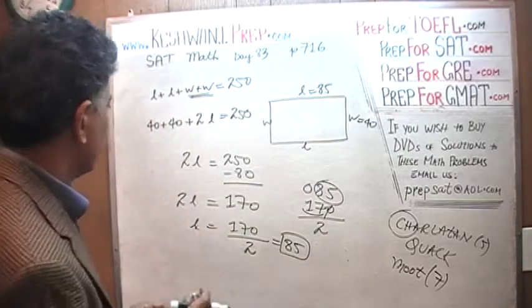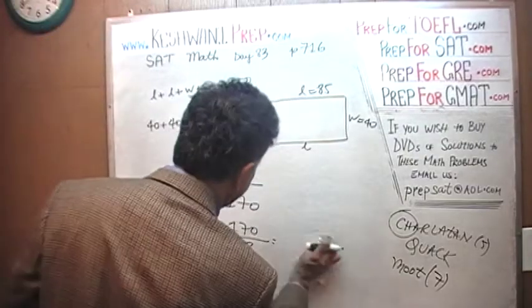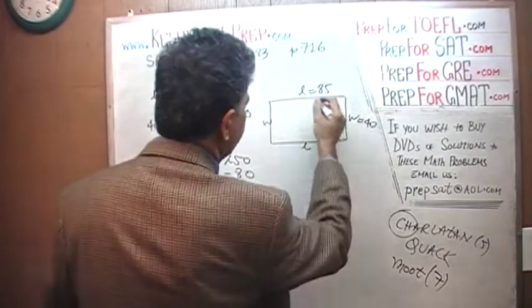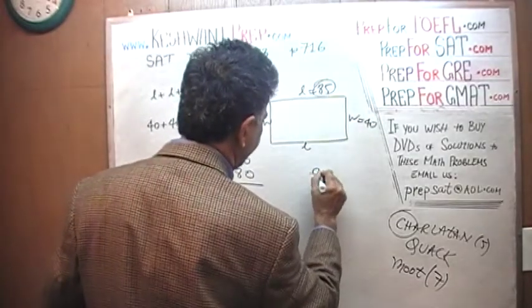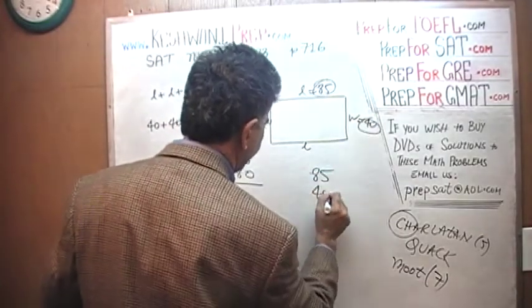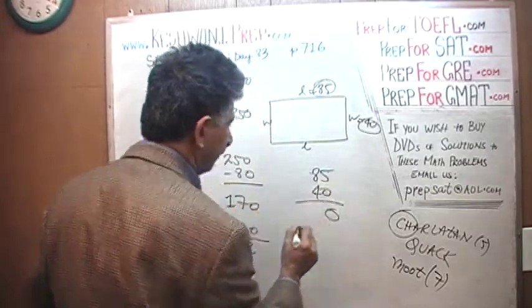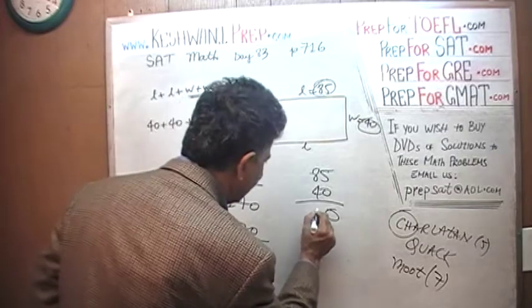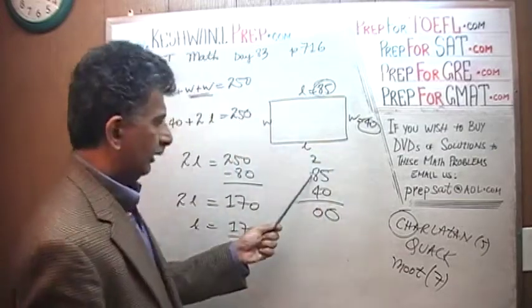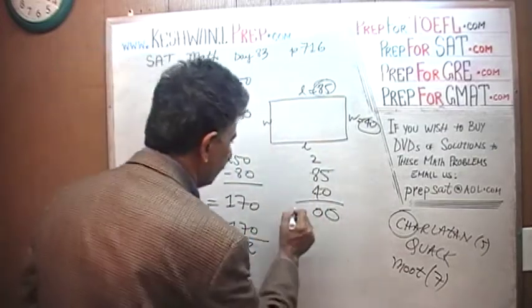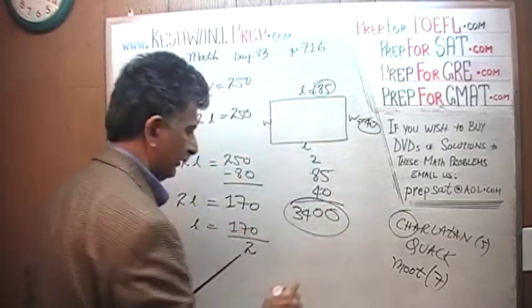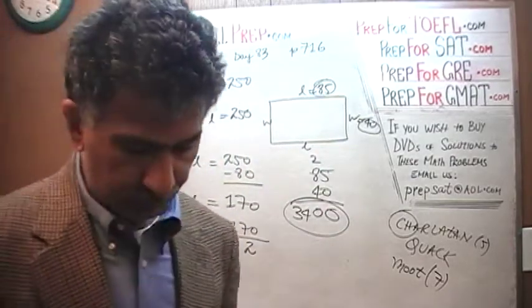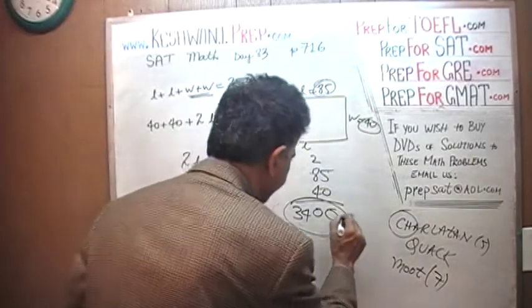So let's find out the area. Right, let's do it right here. The area is 85 times 40. 4 5s are 20, 0, carry 2, 8 4s are 32, 32 plus 2 is 34. There we go, that's our answer. 3,400 is our answer. That's it.